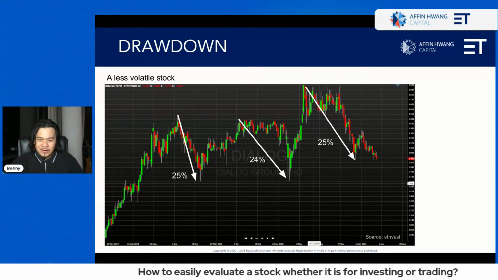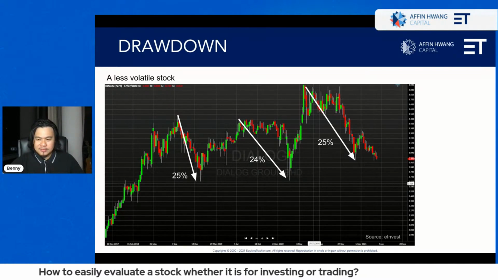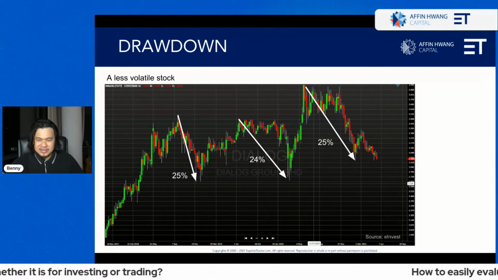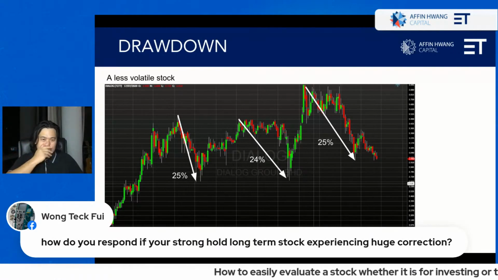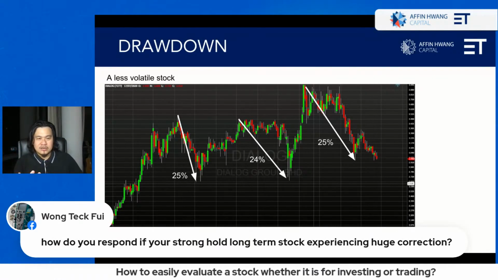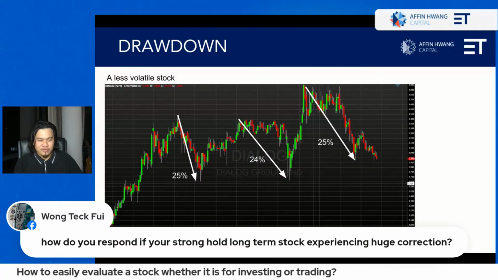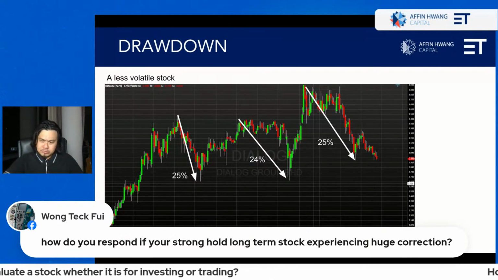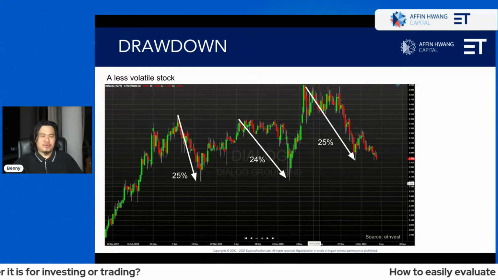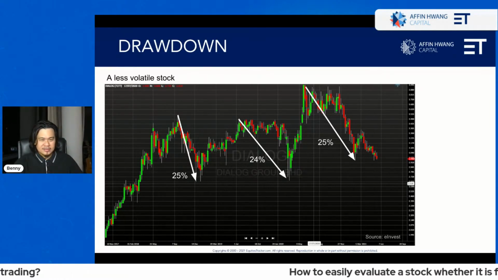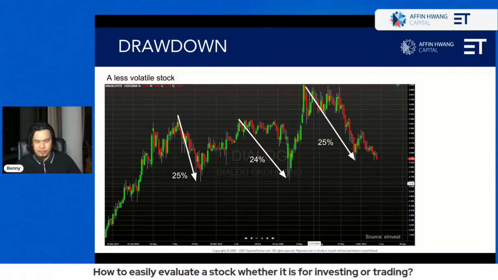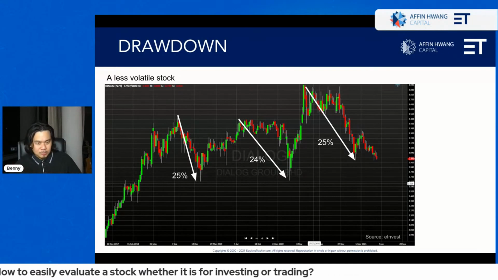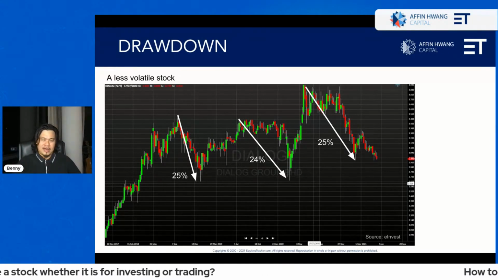Okay, how do you respond if your strong long-term stock is experiencing a huge correction? Now, in a trading plan, even if it is long-term investing, you don't keep on holding your stock forever, right? So there is a reason why the price moves down very aggressively. Maybe the fundamentals have changed. Maybe the earnings are not as good as before. Okay, and then you have to adjust your portfolio. Definitely, you're not going to buy and hold forever.